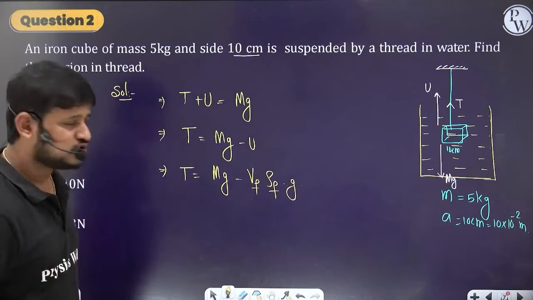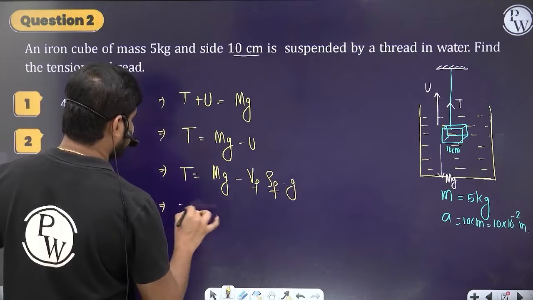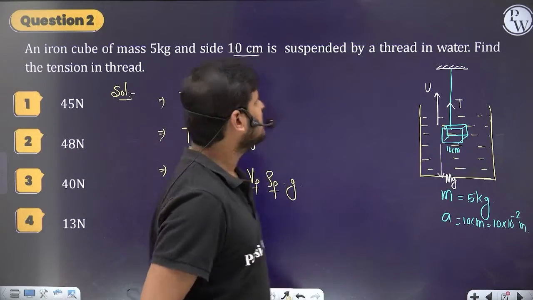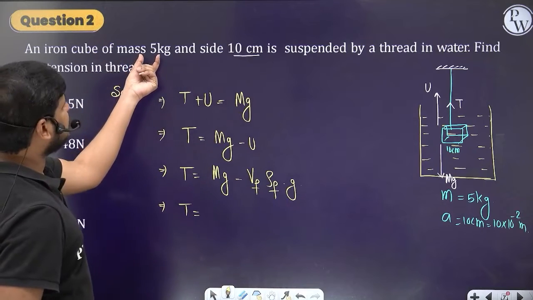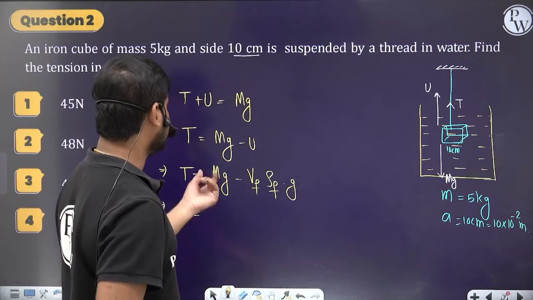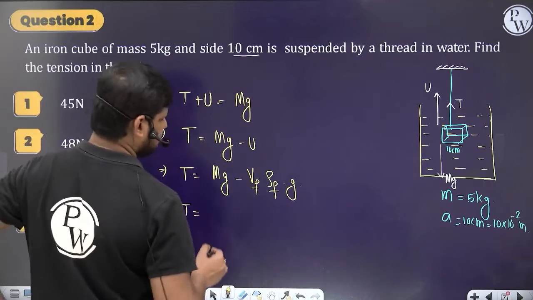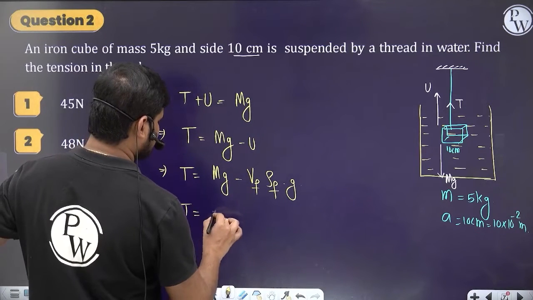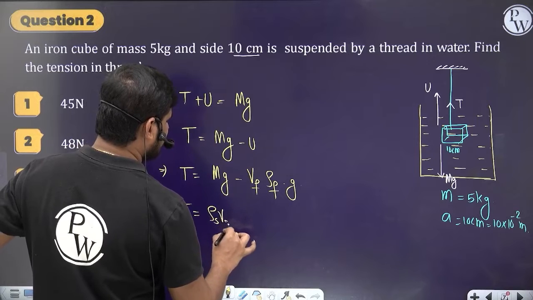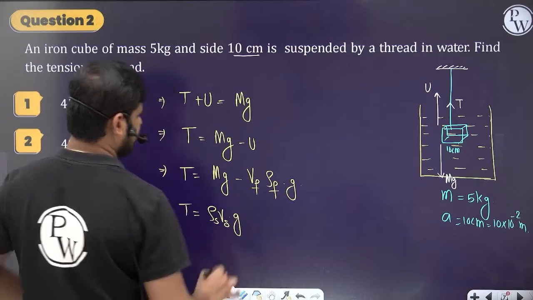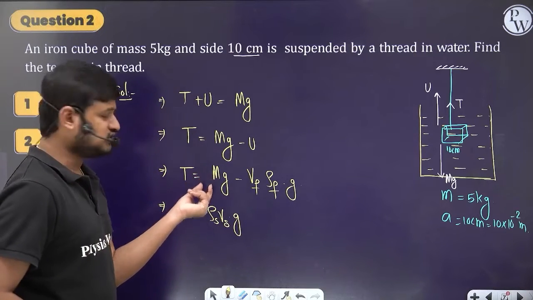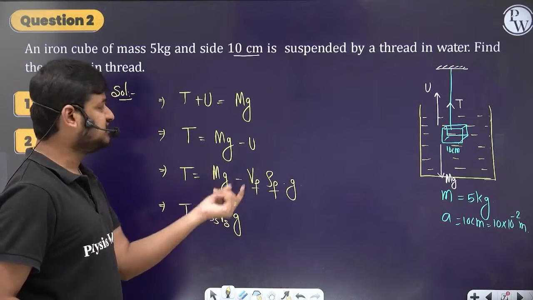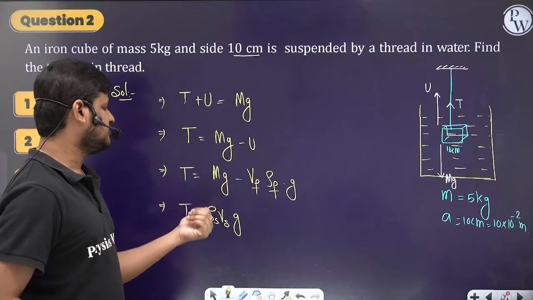So let me do one more thing also here. So the tension T is equal to, so this is the mass of the solid, right? But here the mass is 5 kg and the side is also given. So let me do one thing. So let's write the mass of the solid, so the density of the solid into volume of the solid into g I am writing. This is the mass of the solid. Mass is equal to density into volume. We can write, right? Density is equal to mass by volume. So mass is equal to density into volume.